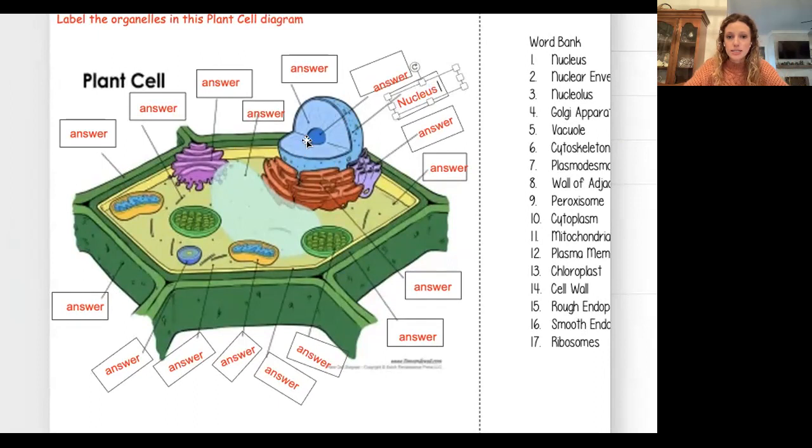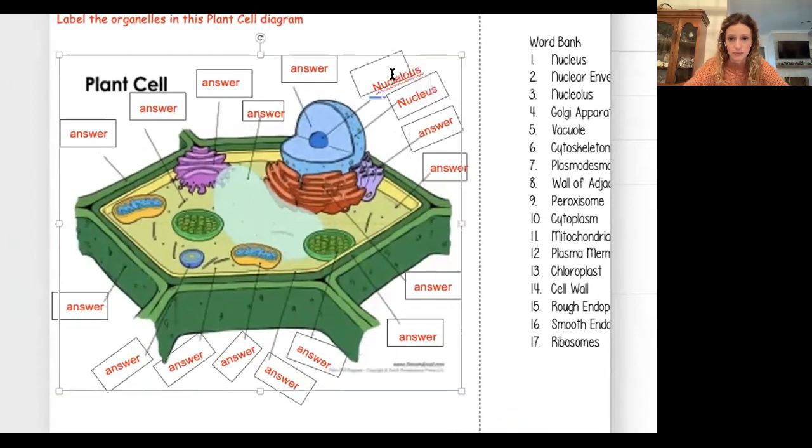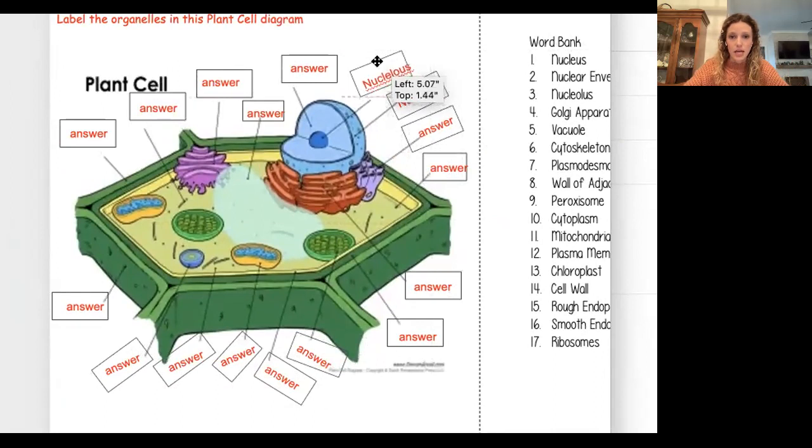What is this little dark blue ball in the dead center? That's going to be our nucleolus. Then what is our free floating condensed DNA that is on the inside? That's going to be our chromatin. Now let's go ahead and do the easy structures first. What's my giant jelly bean in the middle of the cell called? That's my central vacuole.